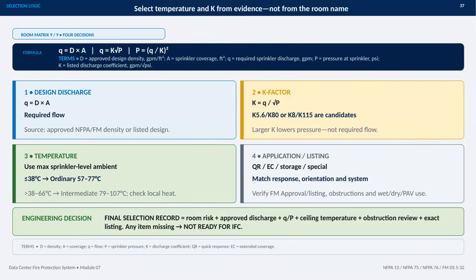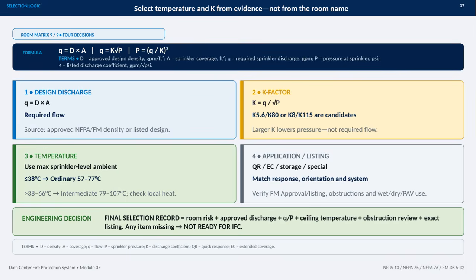The key principle is select from evidence, not from the room name. We make 4 decisions. First, determine the required design discharge using Q equals D times A. Here, D is the approved design density, and A is the sprinkler coverage area. The source must be an approved NFPA or FM density, or a listed design. Second, select the K factor using K equals Q divided by the square root of P. K 5.6 or K 80 and K 8 or K 115 may be candidates. A larger K factor can reduce pressure, but it does not reduce the required flow.